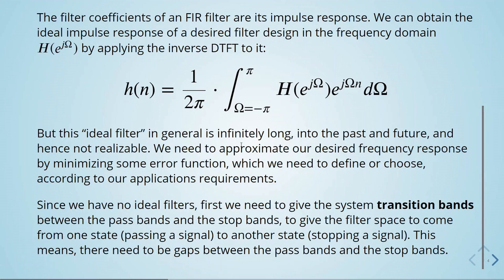So what we can do is approximate our desired frequency response by minimizing, for example, some error functions, which we need to define according to our application requirements. Since we have no ideal filters, first we need to give the system some transition bands between the pass bands and the stop bands, to give the filter space to come from one state, the passing state, to another state, the stopping state. So this means there need to be gaps between the pass band and the stop bands.